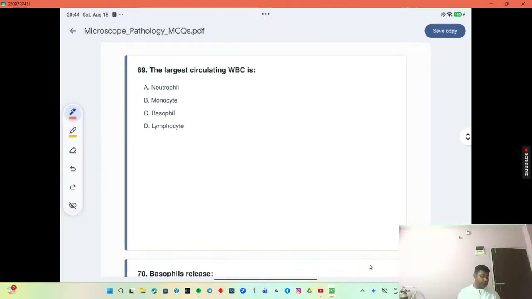The next question here is, the largest circulating white blood cell is. The right answer to this question will be monocyte.